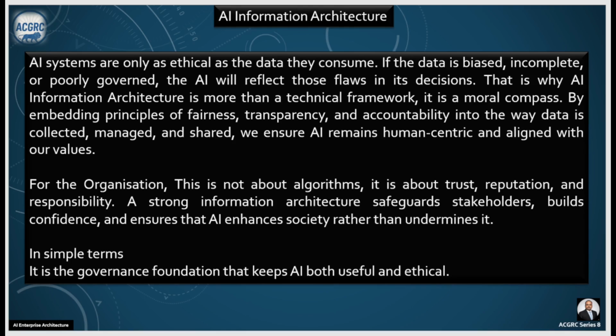So, AI systems are only as ethical as the data they consume. Now, if the data is biased, incomplete, or poorly governed, the AI will reflect those flaws in its decisions. That is why AI information architecture is more than a technical framework, it's a moral compass. By embedding principles of fairness, transparency, and accountability into the way data is collected, managed, and shared, we ensure AI remains human-centric and aligned with our values.